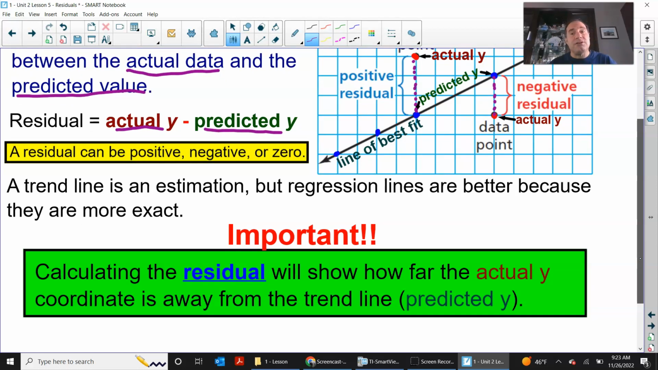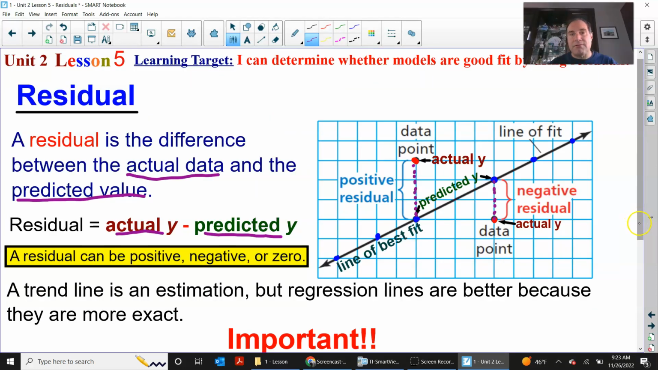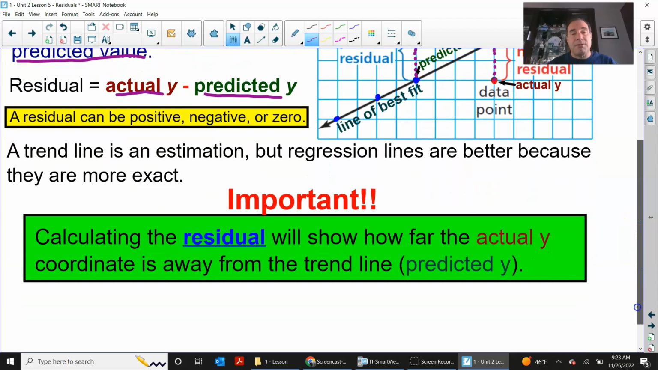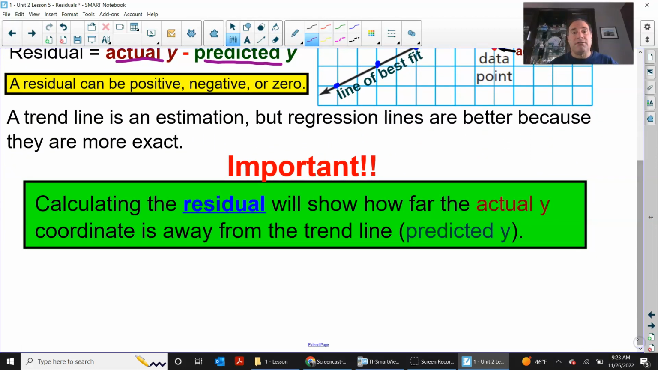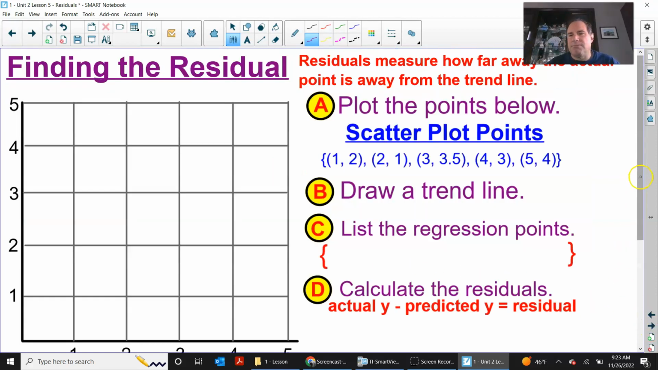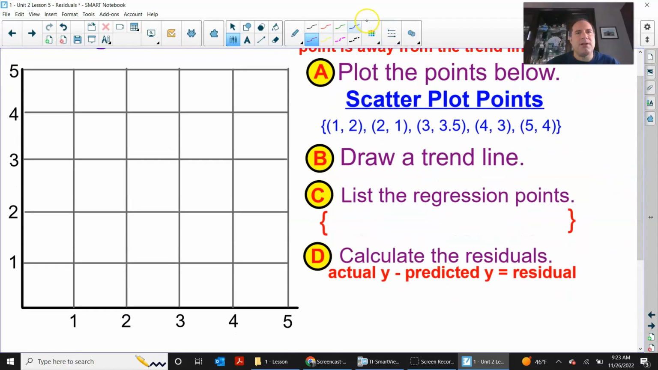So regression lines are better because they're more exact. And that's why when we come up with a linear regression equation, that one is better, all right, so it's more exact. So calculating the residual will show how far the actual y coordinate is away from the trend line, the predicted y. And we're going to get right to it right now by looking at this scatter plot right here.